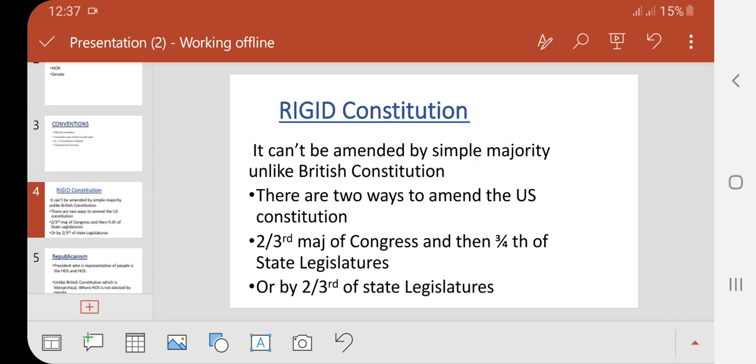Another important feature of the US Constitution is that it is a rigid constitution. It cannot be amended by simple majority, and the way to amend the US Constitution is very complex and not simple. There are 2 ways to amend it. One way is by a 2/3 majority of the Congress, by which I mean both the houses, and then 3/4 of the state legislatures. The other way is by a 2/3 majority of state legislatures.